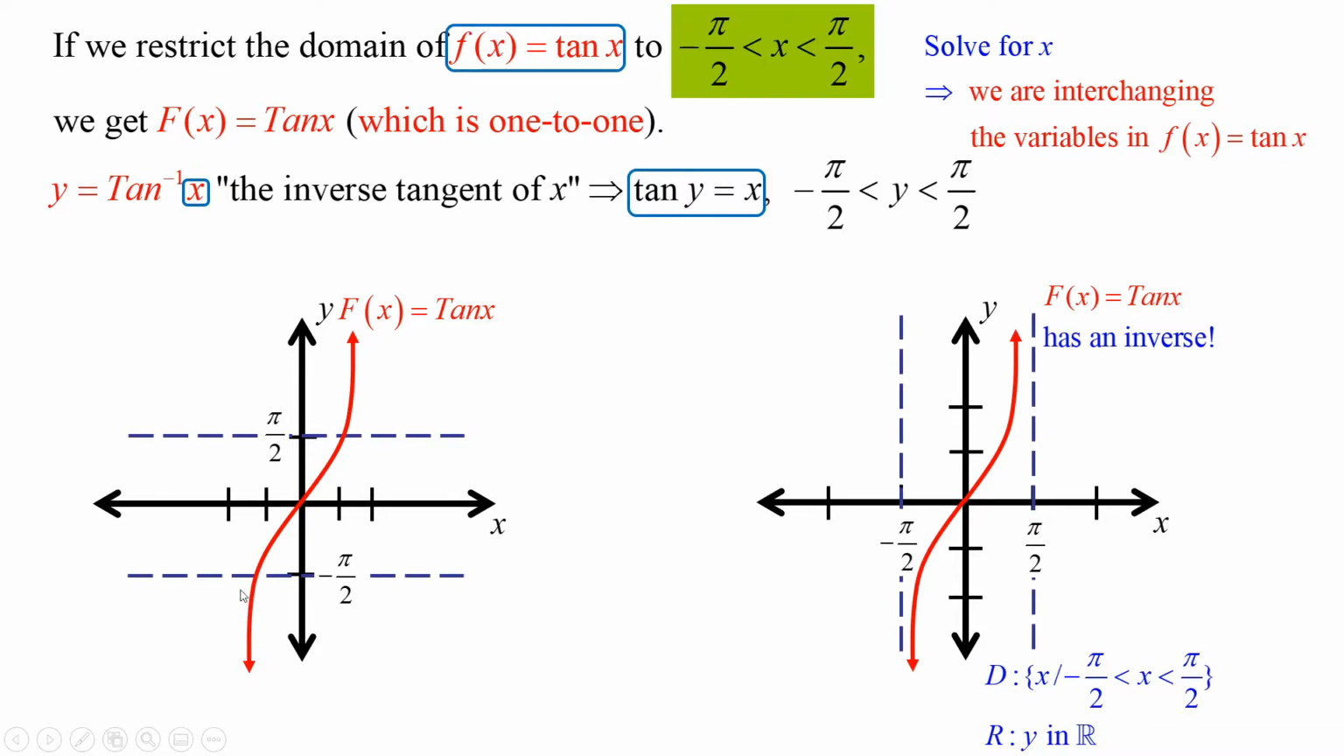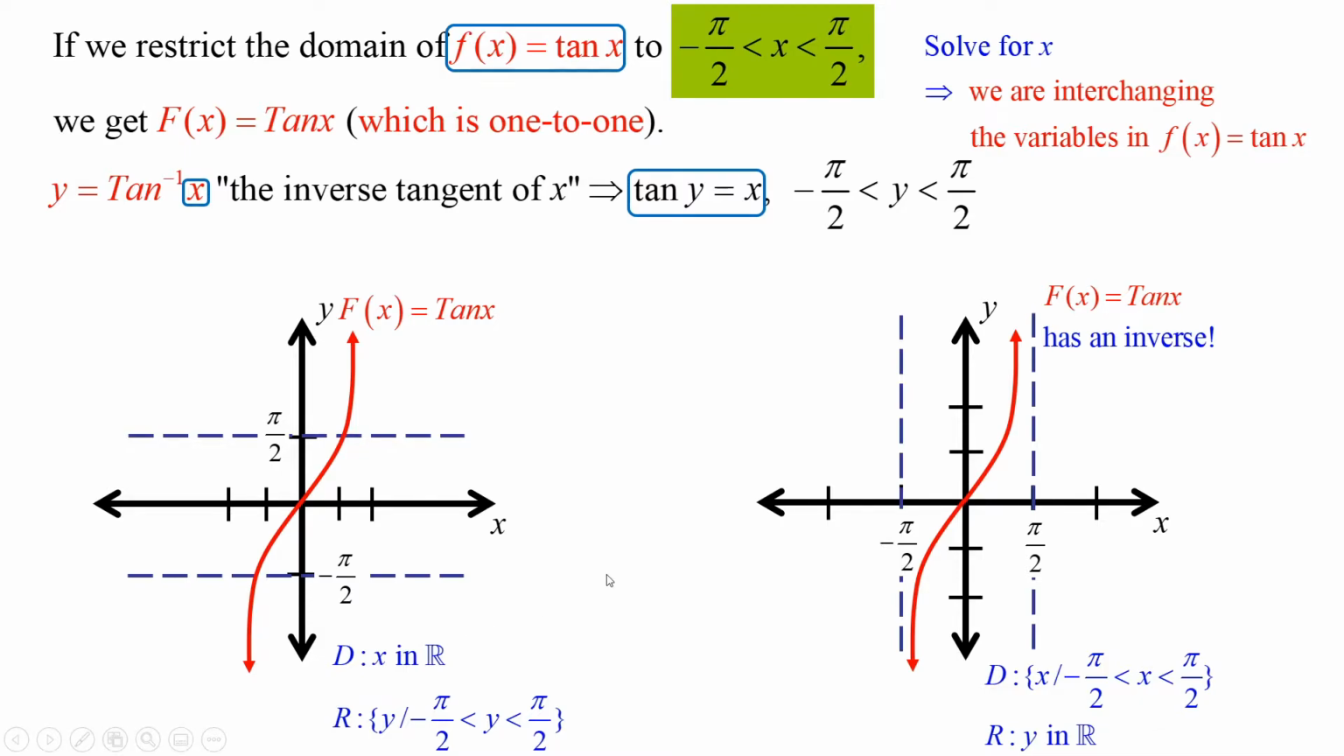There you go. All right, now all we need to do for a really good graph of y equals inverse tangent of x is reflect f of x equals tangent of x over the line y equals x. Well, by the way, my range is negative pi over 2 is less than y, and y is less than pi over 2. And what's my domain? Well, my domain is going to be, look at the range of tangent of x, y in the set of real numbers. That means the domain of inverse tangent of x would be x in the set of real numbers.